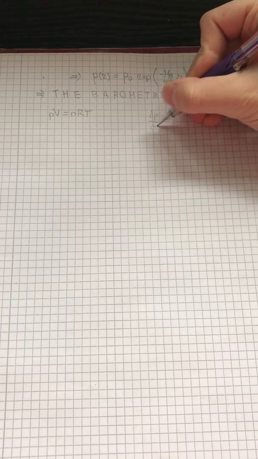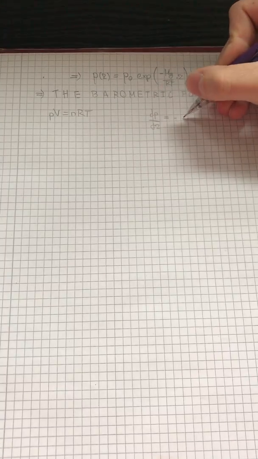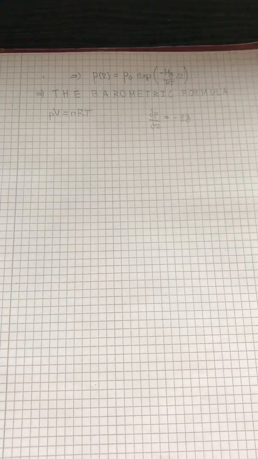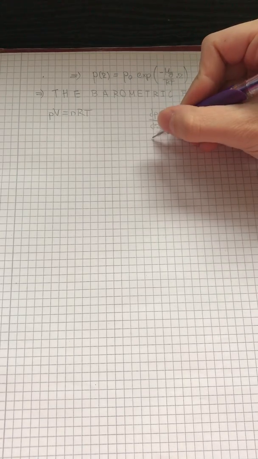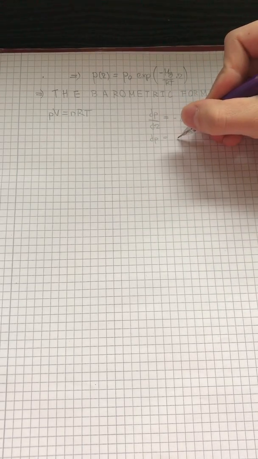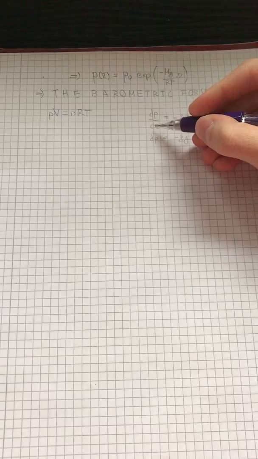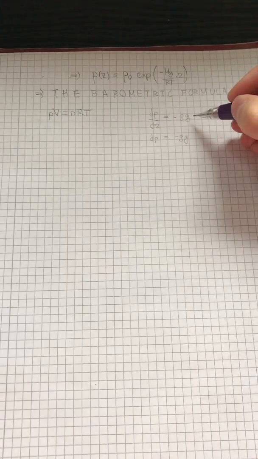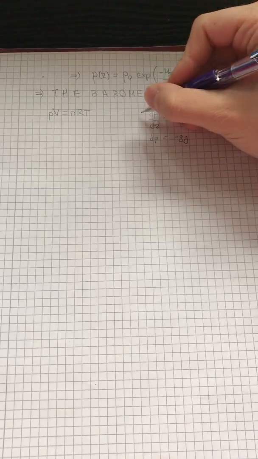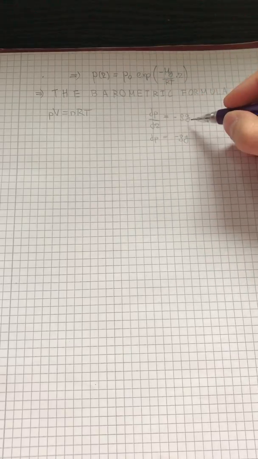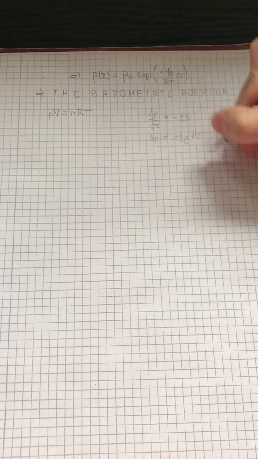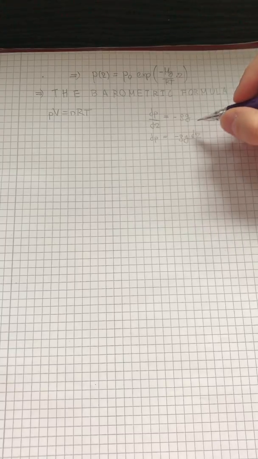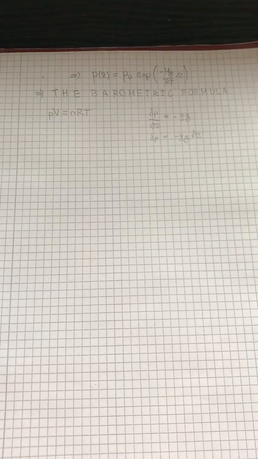dP over dz equals minus rho g. I'll rearrange this formula a bit. Taking the denominator to the other side, we need to multiply by dz on both sides, and this dz cancels with the dz we multiply here, and here we would get minus rho g multiplied by dz.